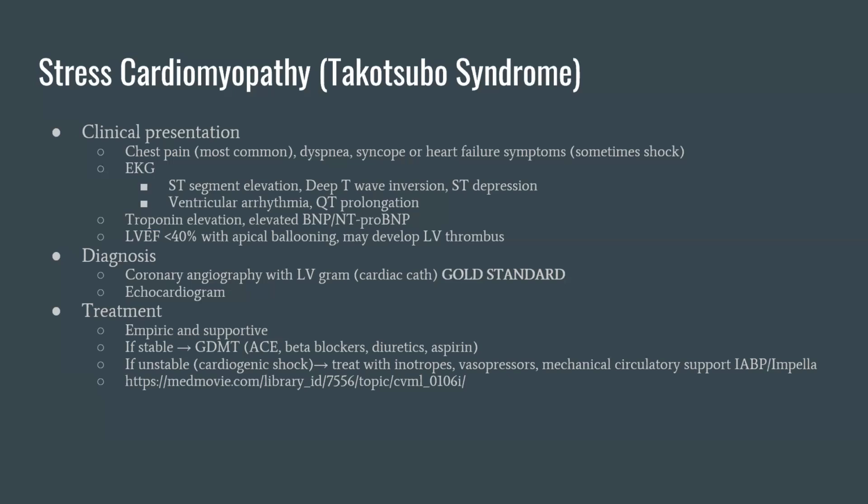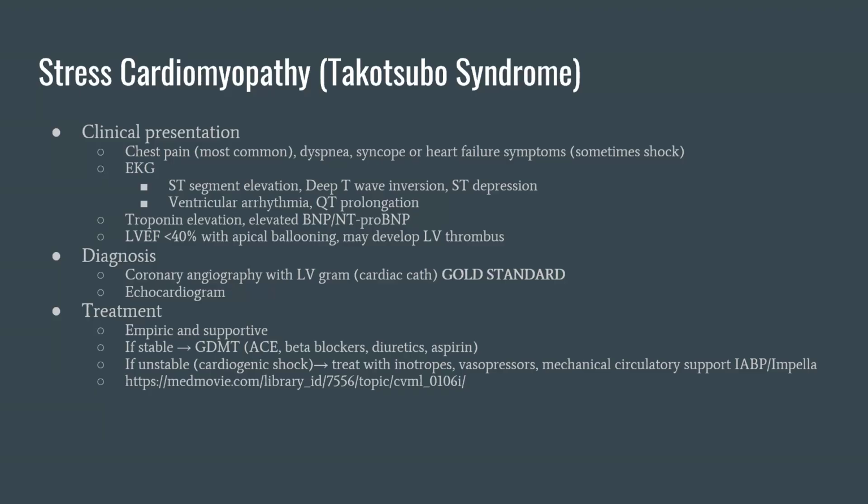The diagnosis is coronary angiography. You're going to take them to the lab like they're acute coronary syndrome, and you're going to do an LV gram. You're going to see they have normal coronaries and the apical ballooning of Takotsubo. That's the gold standard of diagnosis, a cath.